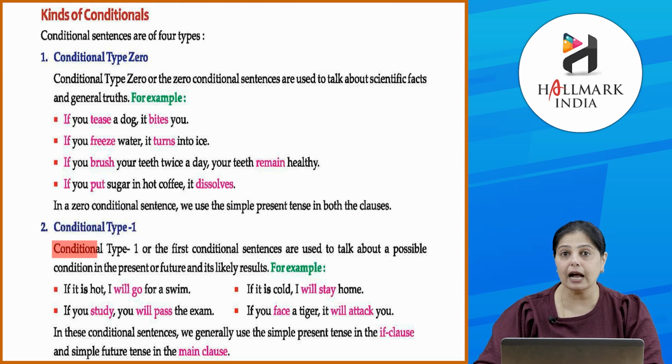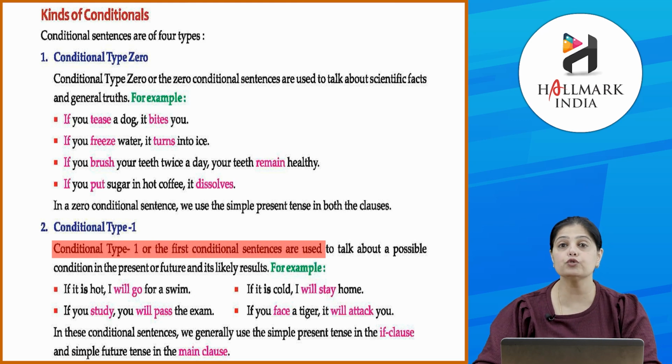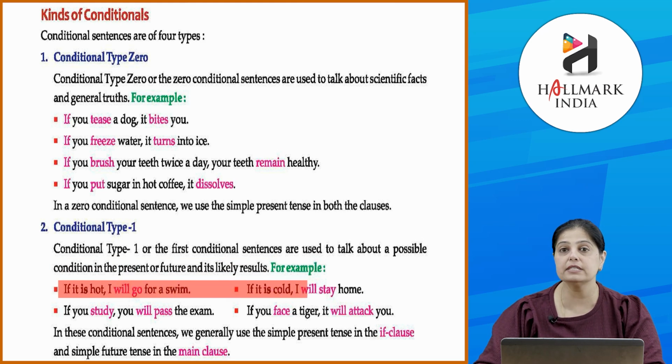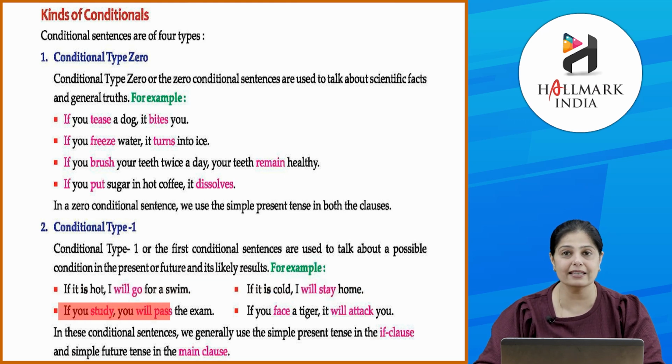Okay. Next is conditional type 1. Conditional type 1 or the first conditional sentences are used to talk about a possible condition in the present or future and its likely results. Okay. For example, if it is hot, I will go for a swim. If it is cold, I will stay home. If you study, you will pass the exam. If you face a tiger, it will attack you.